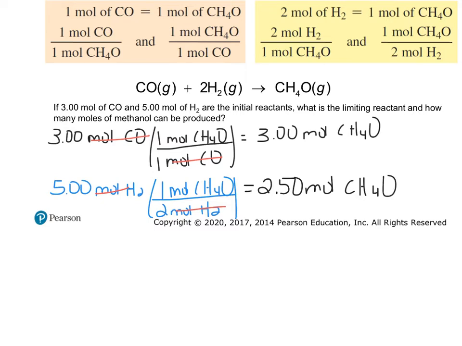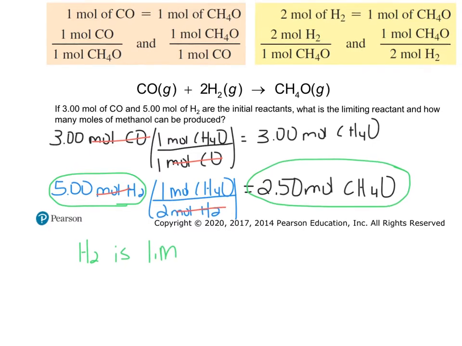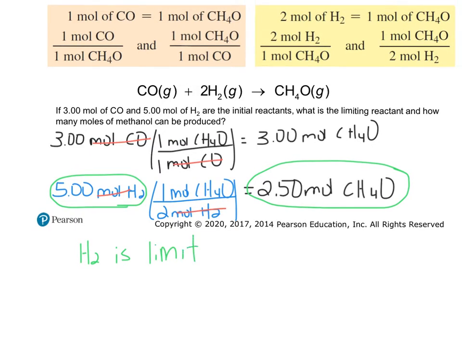So the question then becomes, which one is the limiting reactant? Well, which one produces the least amount of methanol? So here is my least amount of methanol, so my limiting reactant is hydrogen. So hydrogen is limiting, and it produces 2.5 moles of the methanol.